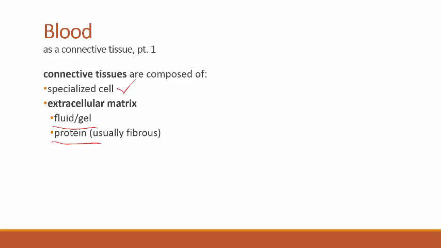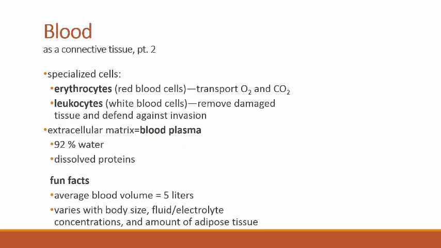So together, this fluid or gel and the protein fibers make up what we talk about as the extracellular matrix. So we'll see in a moment what that extracellular matrix is and how it is that even though there are no fibrous proteins in circulating blood, it's still considered a connective tissue.